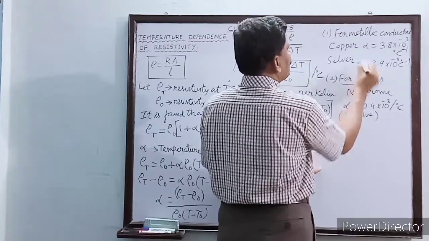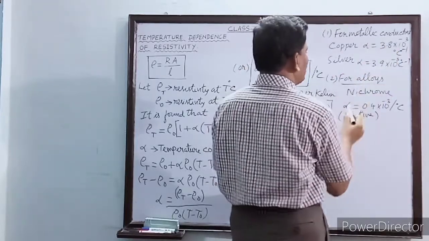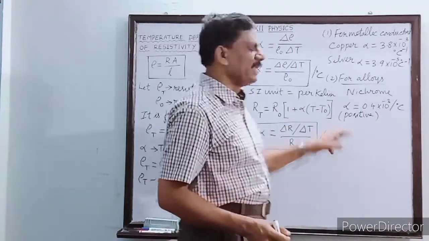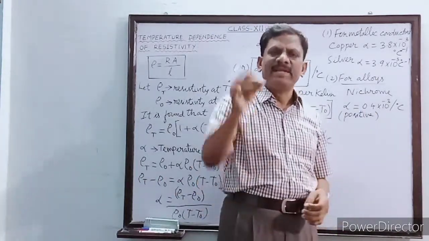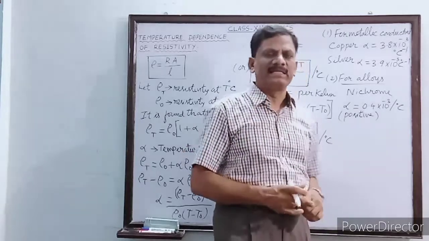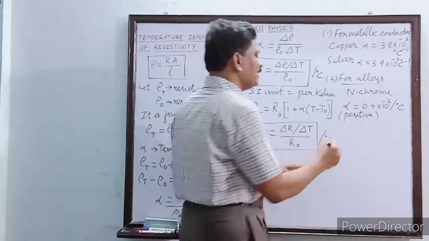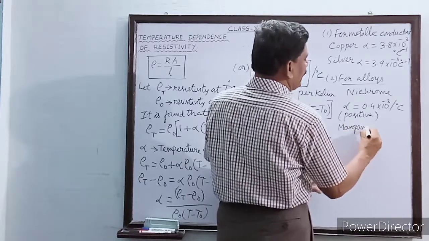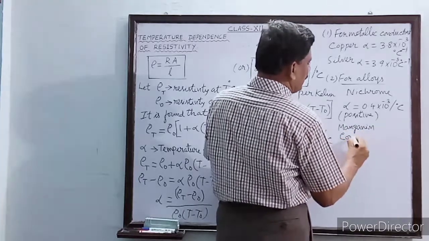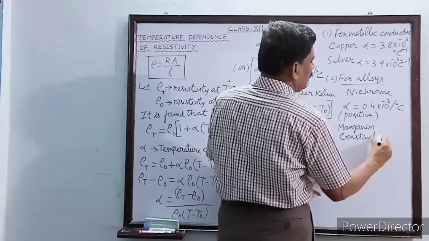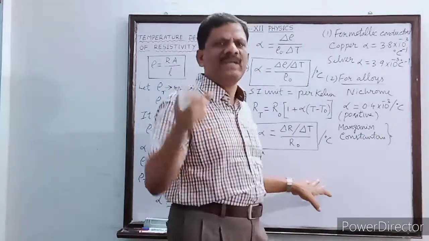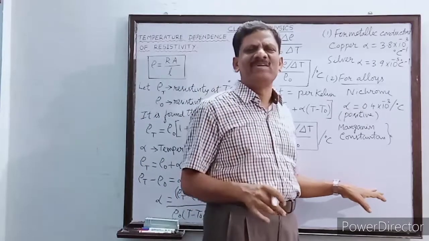For metallic conductors it is positive, and for alloys also it is positive. But what is the difference? For alloys, though it is positive, it is very low compared to the pure metallic conductors. Then another example: manganese is an alloy. Then constantan. These alloys particularly have a very low value of alpha.